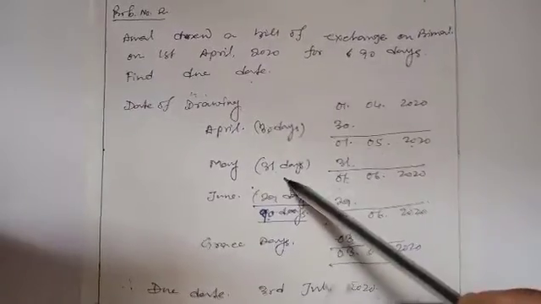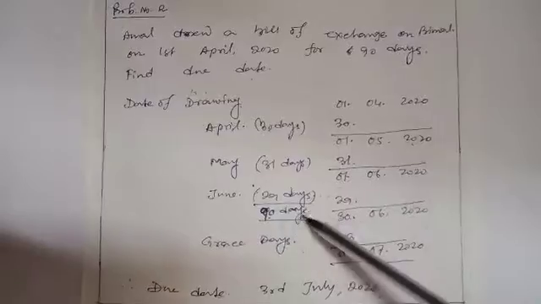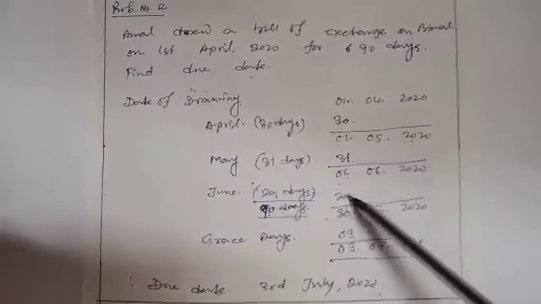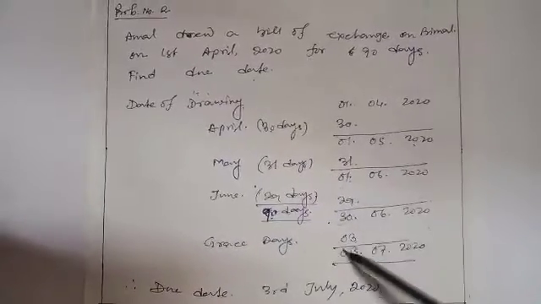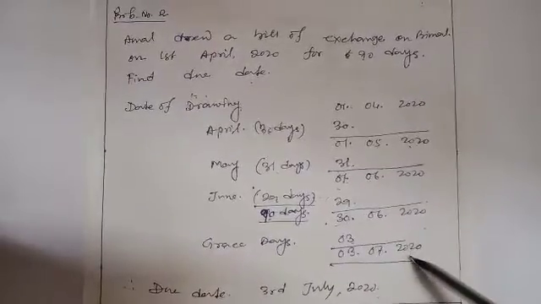Then in May there are 31 days. If you give 31 days, then you will get 1st June. Another 29 days you have, altogether 90 days you have to give. So if you give 29 days, then here you will get 30th June. Then another 3 days extra grace days. So that will be 3rd July 2020.